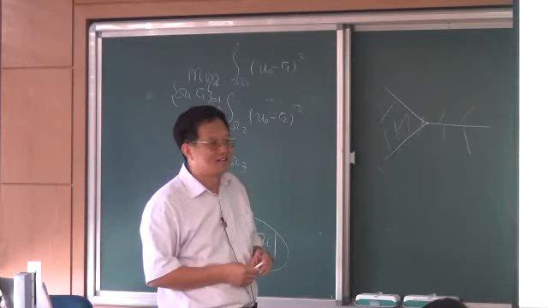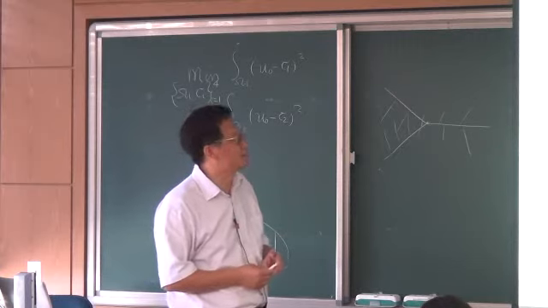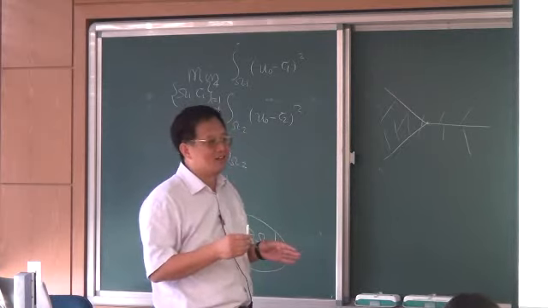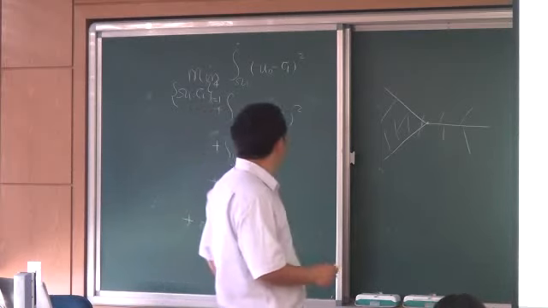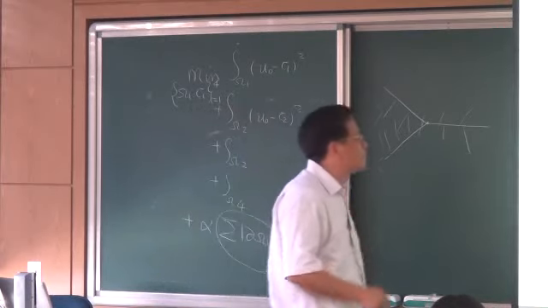Each interface must have the same alpha, or you can put a different alpha.